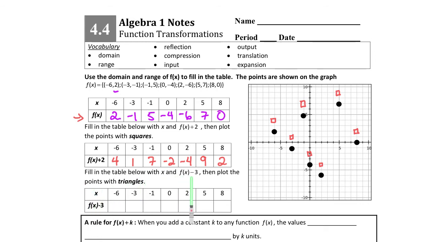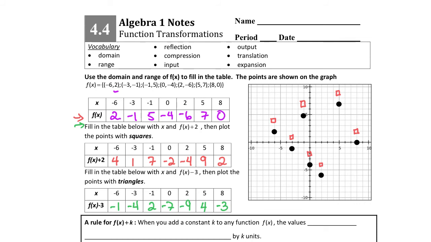In this next part, it's very similar, but this time we're going to take those f of x, those y values, and subtract 3 from them, and then plot them on the graph with triangles this time. Or like I said, if you have a colored pen or pencil set, that really does help here as well. So I'm taking these original f of x's and I'm going to subtract 3 from them. So 2 minus 3 would give me -1. -1 minus 3 is -4. 5 minus 3 is 2. And so on. I'll just fill the rest in there. So there's my new values.